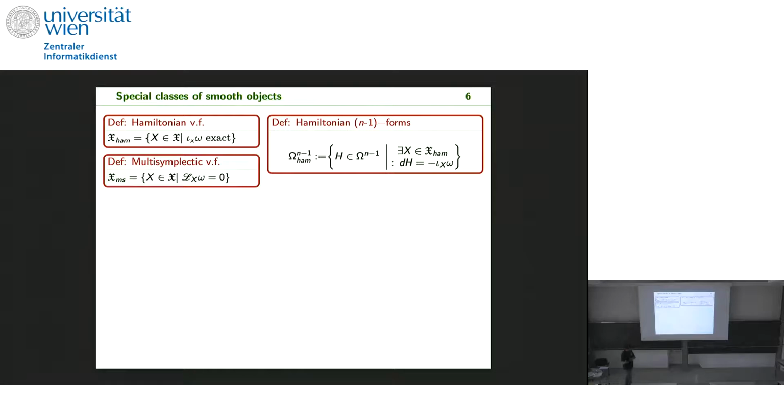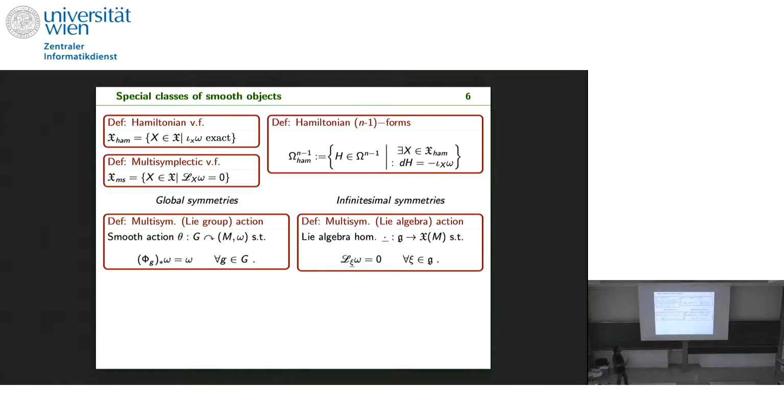While in the symplectic case any smooth function is Hamiltonian, because any smooth function admits a Hamiltonian vector field, in the case of a multisymplectic manifold this is not the case. So we select the special class of Hamiltonian n-1 forms, and these forms are such that there exists a Hamiltonian vector field such that the two of them, vector field and form, satisfy this equation. It's the same equation defining Hamiltonian vector fields in the symplectic setting, but now the forms are in higher degrees.